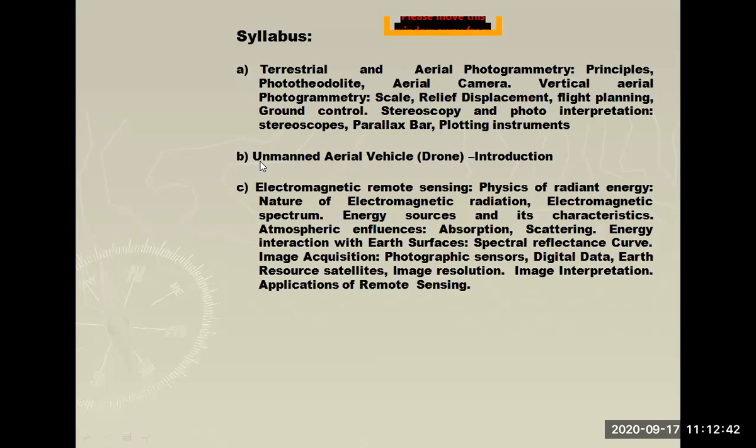Then second point here in the syllabus is the unmanned aerial vehicle. Unmanned aerial vehicle, that is drone. So everyone now familiar with the drone. आपने सबने ड्रोन देखा है. हम कोई शादी में गए, वहां पे भी हम ड्रोन देखा है.